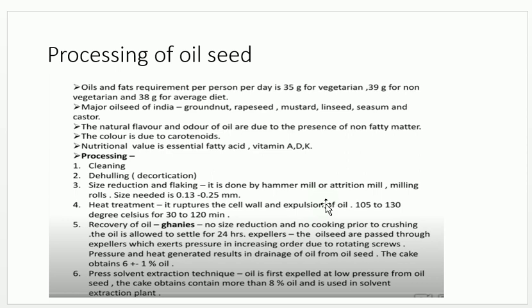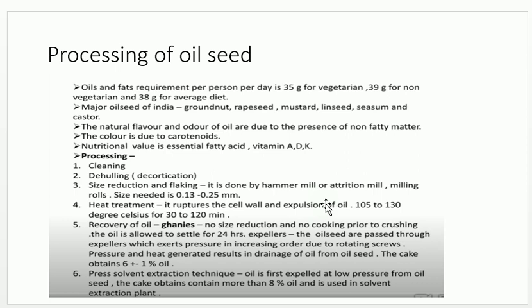Oil seeds are those seeds from which we extract oil. Mainly consumed oils are vegetable oils. These are groundnut, rapeseed, mustard, linseed, sesame, and castor.